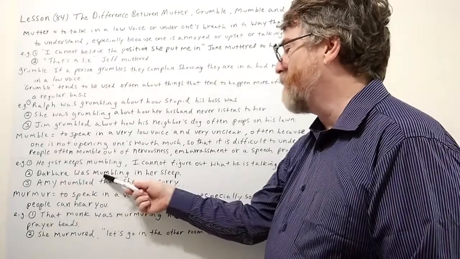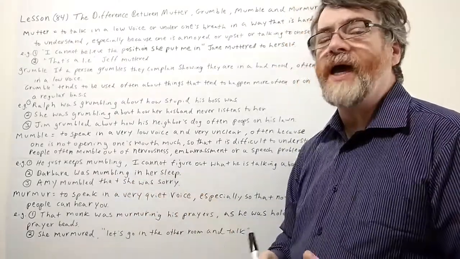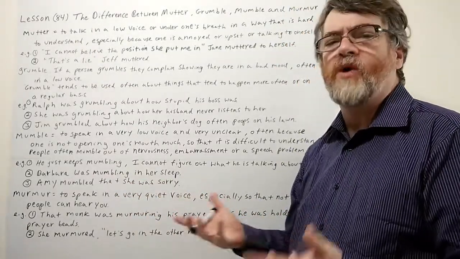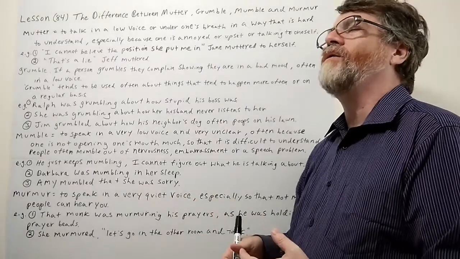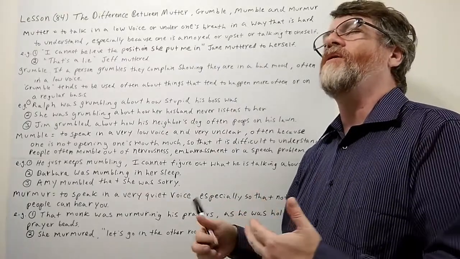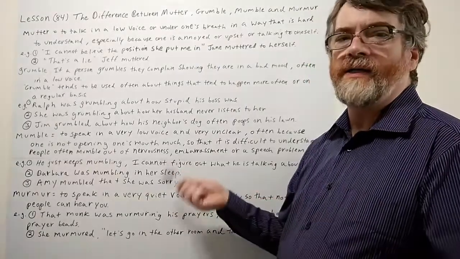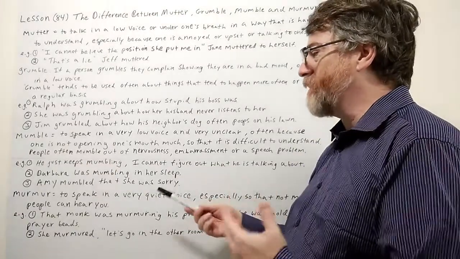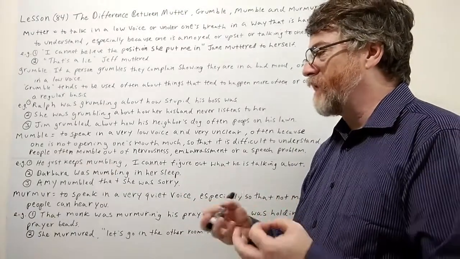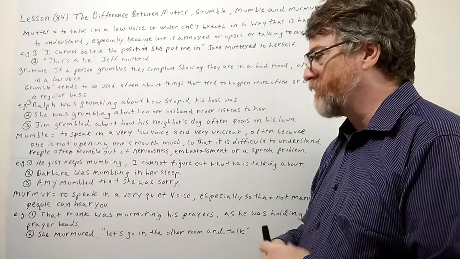Or Barbara was mumbling in her sleep. Yeah, maybe you understand some words in between. "I'm gonna get... no, don't do that. Oh no." Like I said, this one is probably the hardest to understand with the way somebody's pronouncing the words.